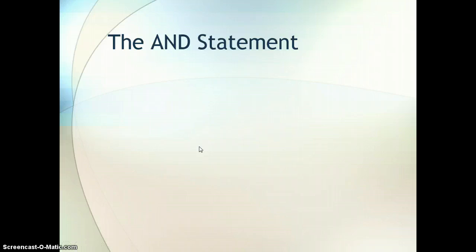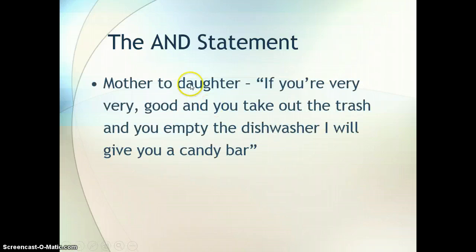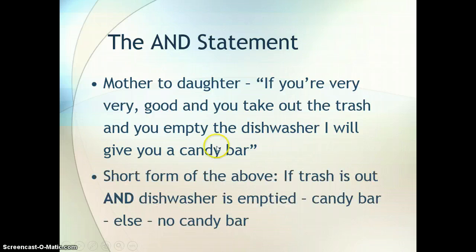Now we have something called an AND statement. So, mother to daughter, if you're very, very good and you take out the trash and you empty the dishwasher, I will give you a candy bar. So the short form of this is, if the trash is out and the dishwasher is emptied, then candy bar. Otherwise you don't get a candy bar. So the little daughter has got to do both of these tasks to get the candy bar.